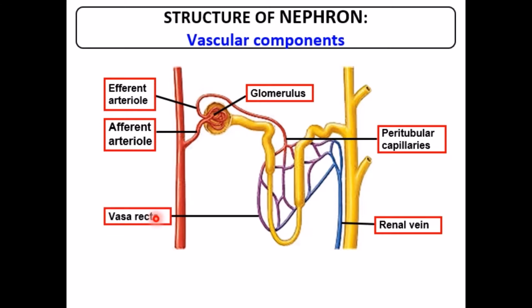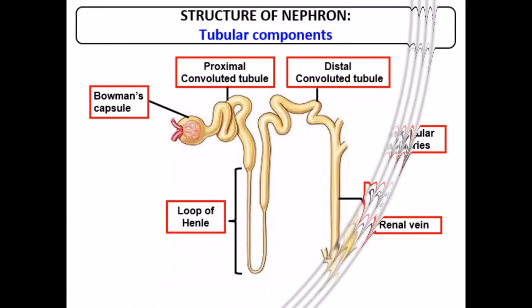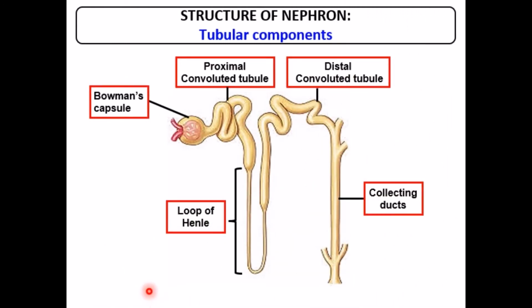Number 5 is vasa recta, the peritubular capillaries that surround the lobes of Henle. And the last one is renal vein that carry blood away from kidney. Whereas for the tubular components of nephron, we have Bowman's capsule, proximal convoluted tubule, lobes of Henle, distal convoluted tubule, and the last part is collecting ducts.